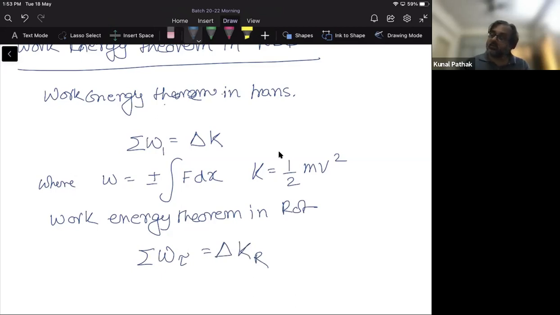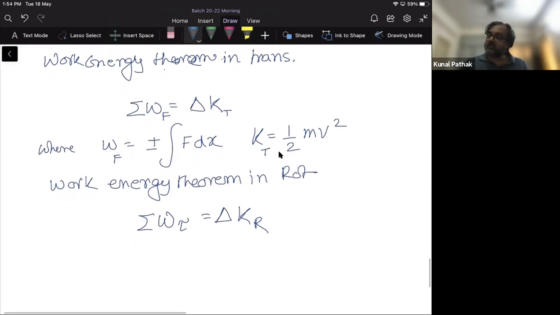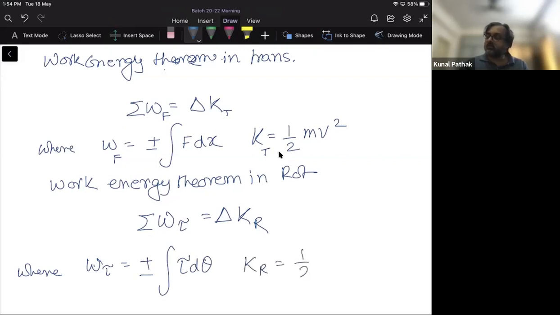So let me write here summation of work done by forces is equal to change in translational kinetic energy, where translational kinetic energy is this, work done by a force. So in exactly the same way, we will write where work done by a torque will be equal to plus minus integral torque d theta, right? I mean, it is just a copy of what I have written above. And the rotational kinetic energy will be given by half I omega square.